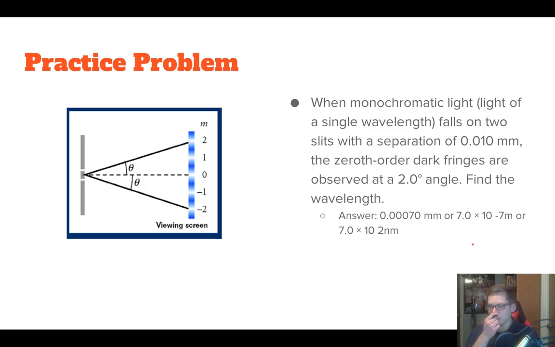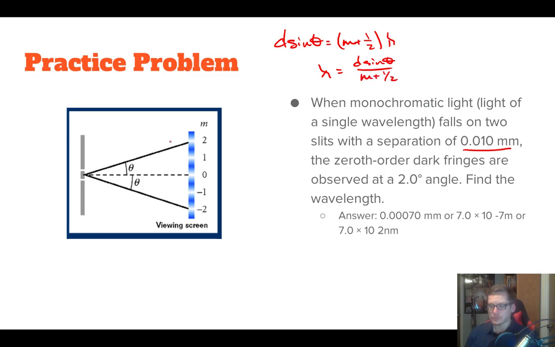One more here. It says when monochromatic light falls on two slits with a separation of 0.010 millimeters, the 0th order dark fringes are observed at a 2-degree angle. Find the wavelength. We're finding wavelength, and it says dark fringes, so our formula is d sine theta is equal to m plus 1/2 times lambda. Finding wavelength, lambda is equal to d sine theta over m plus 1/2.